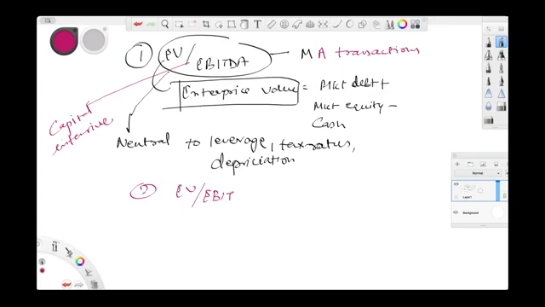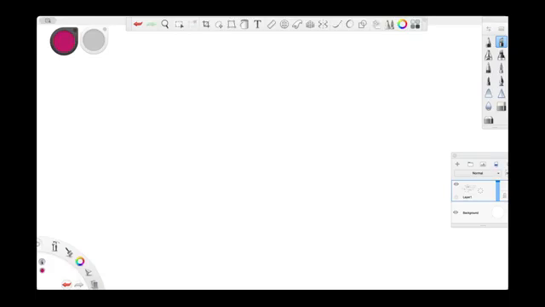So these are the main ratios which I wanted to discuss. The benefits and limitations I've already discussed. We'll be applying this once we get to the Excel as well. All right, any doubt till here? If this is clear, we'll quickly jump to Excel now.